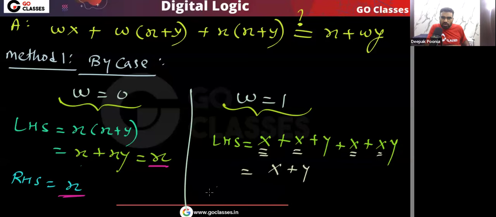What about the RHS? In the RHS also, if you put W equal to 1, then it will become X or Y. So remember one thing, whether you take W equal to 0 or W equal to 1, the LHS and RHS are the same. So that's it. I can say that option A is actually true.